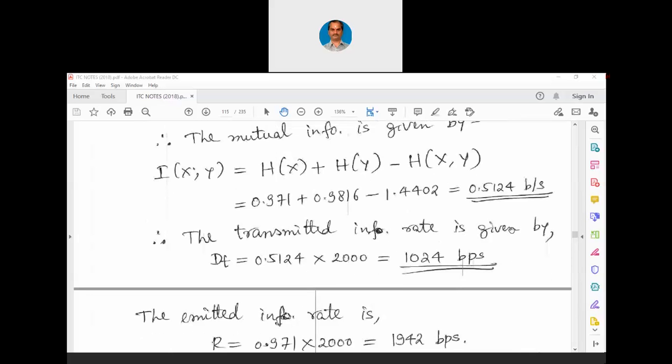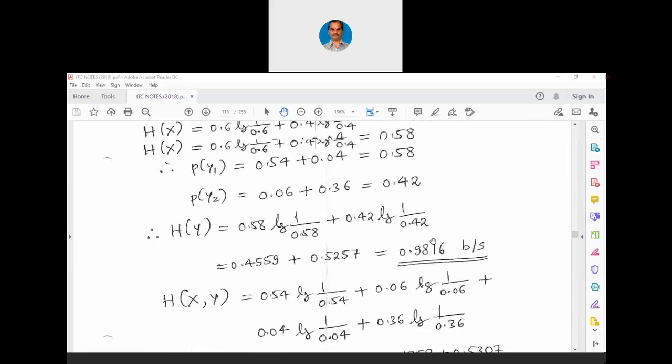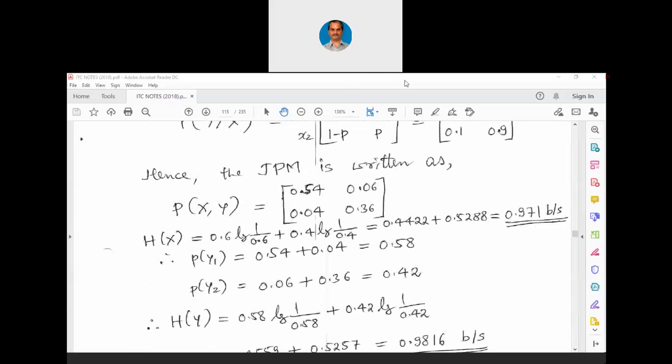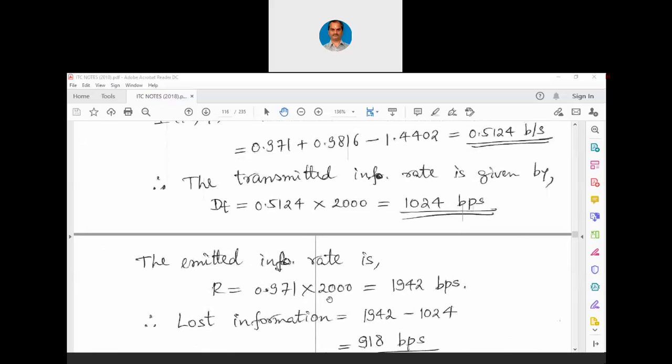Now if you have understood this, the emitted information rate is R equals 0.971 into 2000. What is this 0.97? See here, H(X) is 0.971. Source, not source symbol, source entropy. So the emitted information rate is 0.971 into 2000, that is 1942 bits per second. So out of 1942 bits per second, only 1024 bits per second is the actual transmitted information rate. So the lost information is 1942 minus 1024, which is around 918 bits per second. That is actually lost.